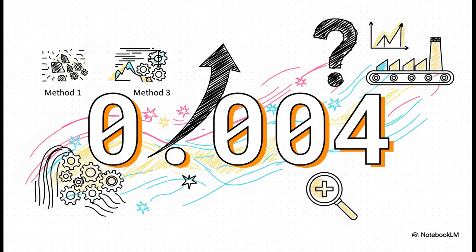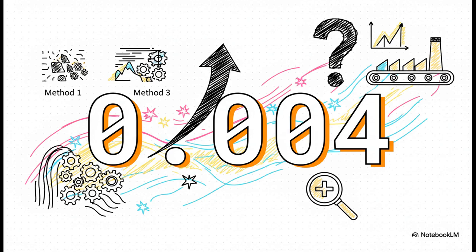Okay, so what does that 9.18 actually mean? Well, it translates into something called a p-value. And in this case, the p-value is 0.004. Here's the deal with p-values. This number tells you the probability of seeing a result this strong just by random chance.